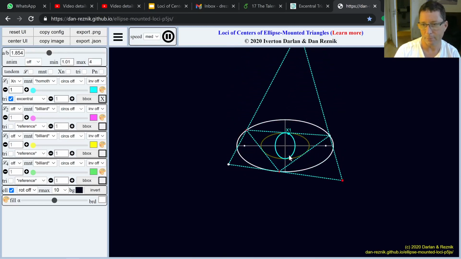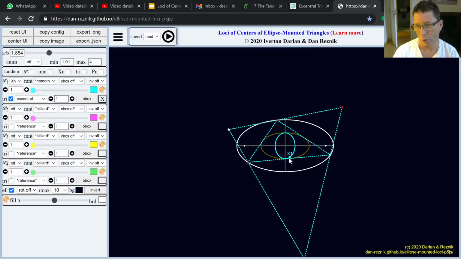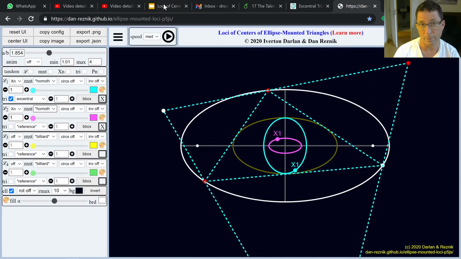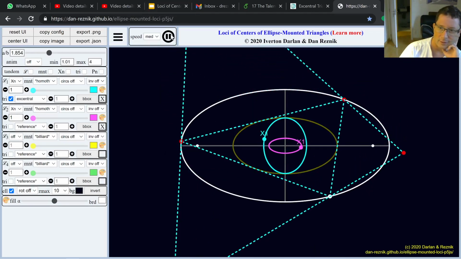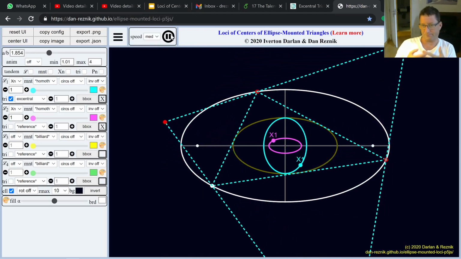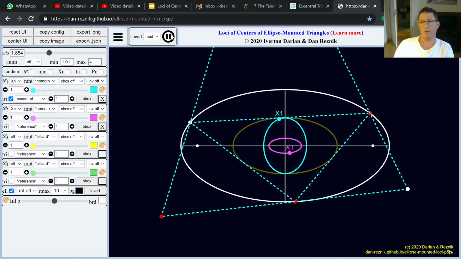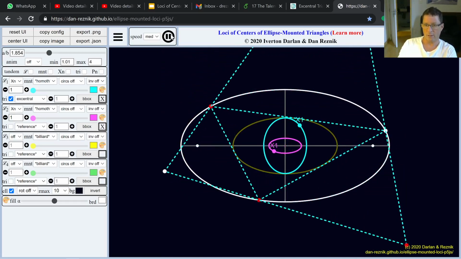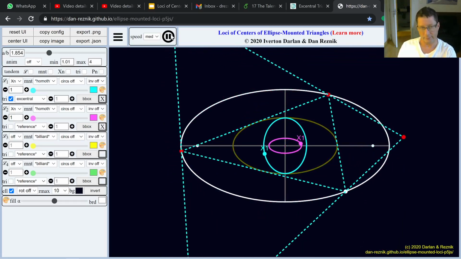So for example, if I wanted to see the locus of x1 for the excentral and simultaneously see the locus of x1 for the reference, I'm going to turn this on in the homothetic, so that they're both homothetic. Here I have excentral, I have reference, you're going to see the two paths simultaneously. So in the homothetic family, the locus of neither the reference x1 nor the excentral x1 are conics.